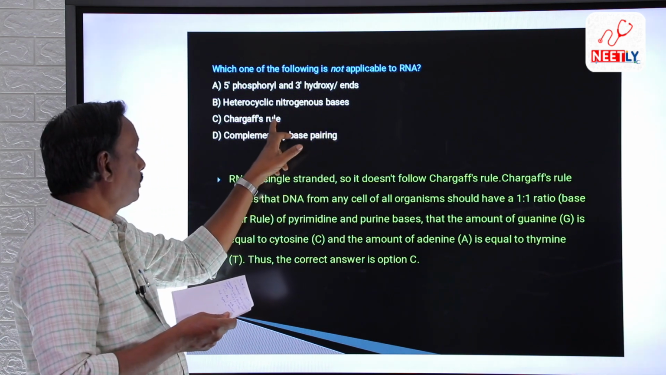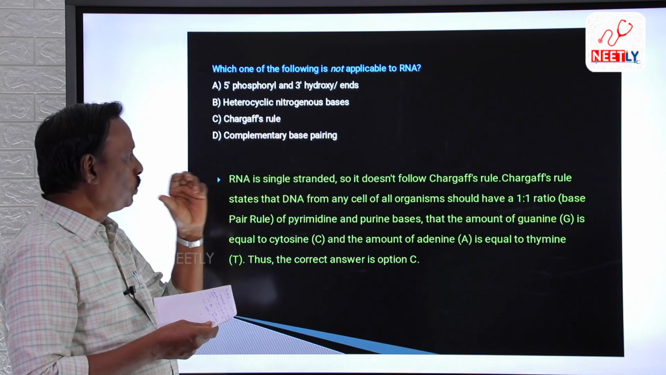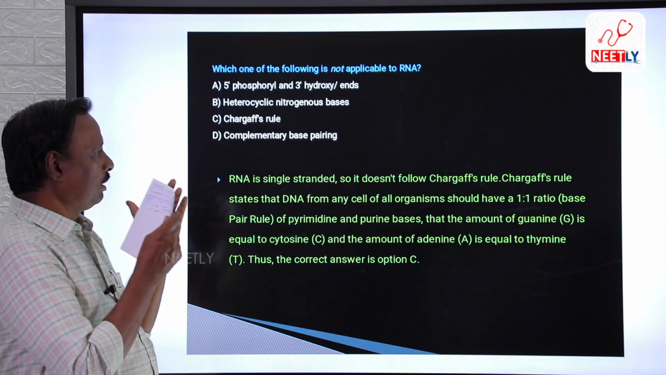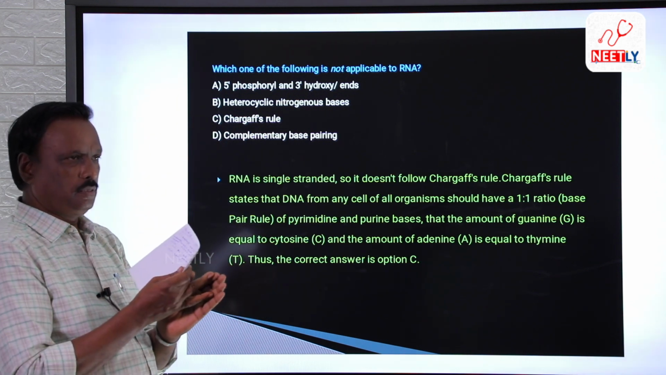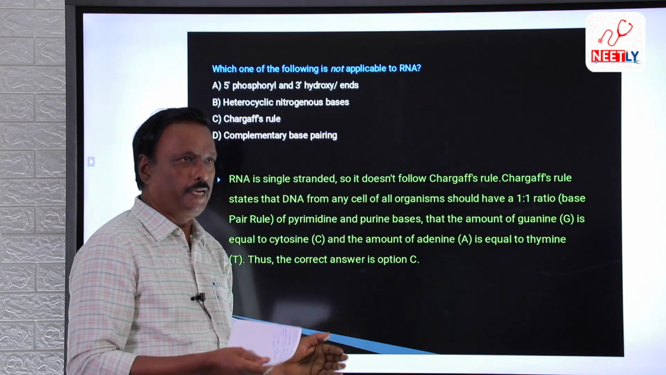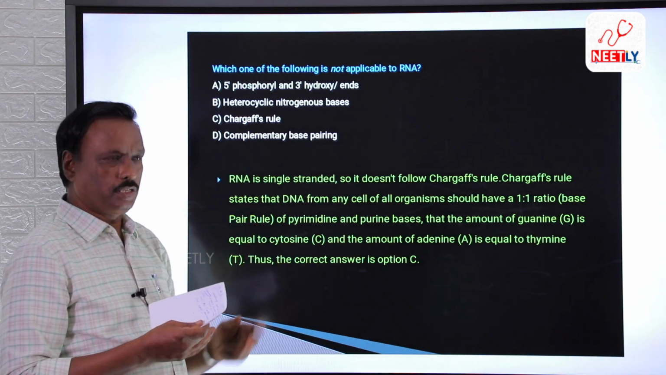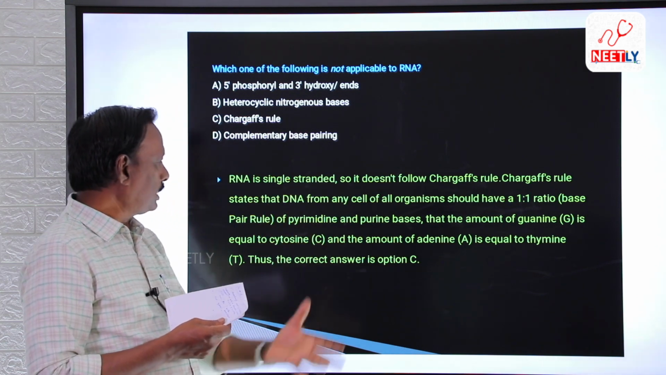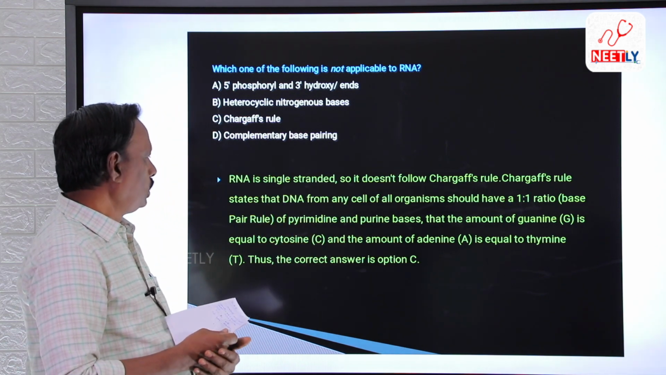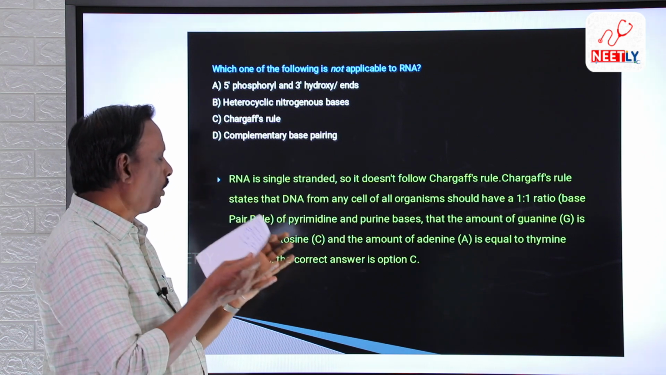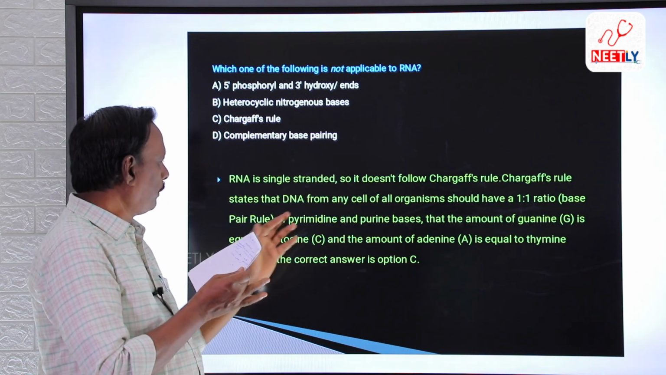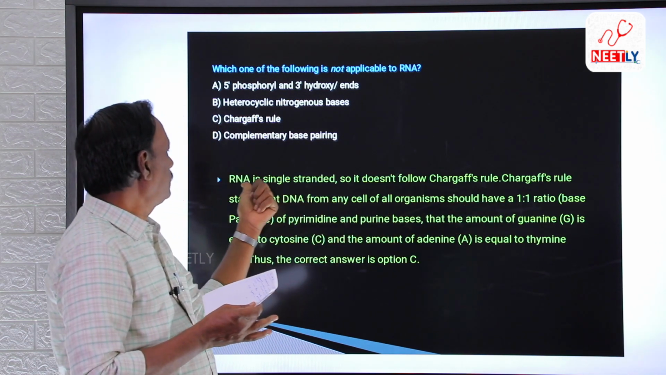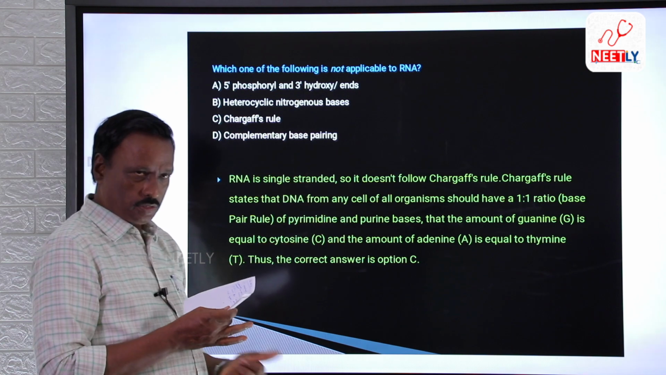This is the correct answer because Chargaff's rule says that the purine and pyrimidine bases, whether it is an RNA or a DNA, they have two kinds of nitrogenous bases. One is known as the purine and another one is known as the pyrimidine bases. So the ratio between the purine and pyrimidine is 1:1. That is what Chargaff's rule says.